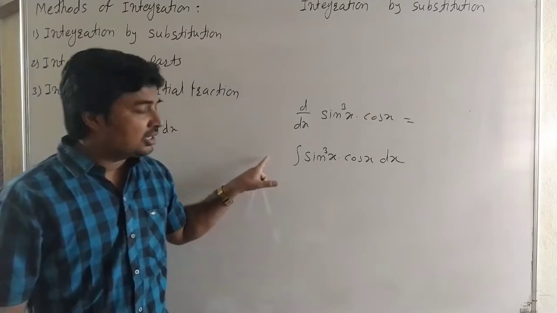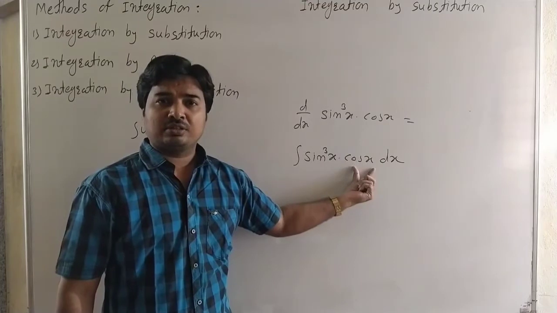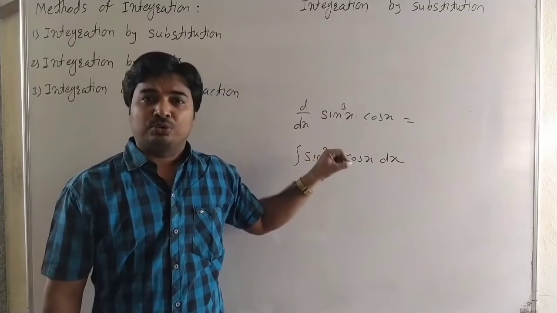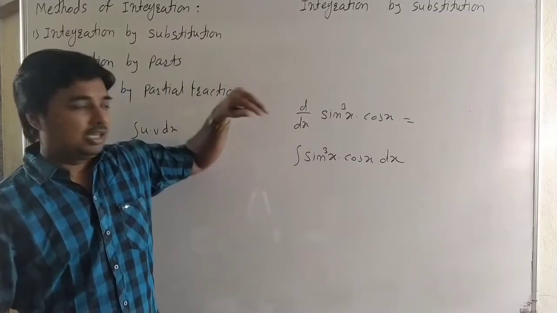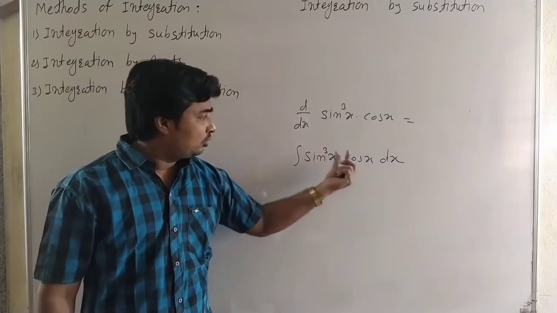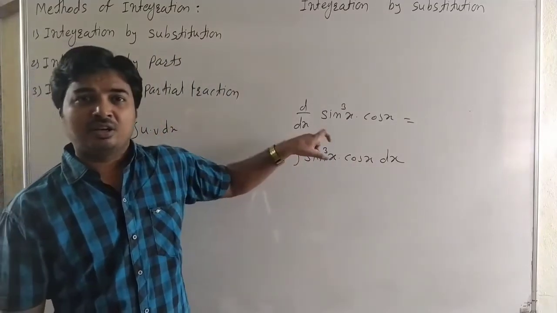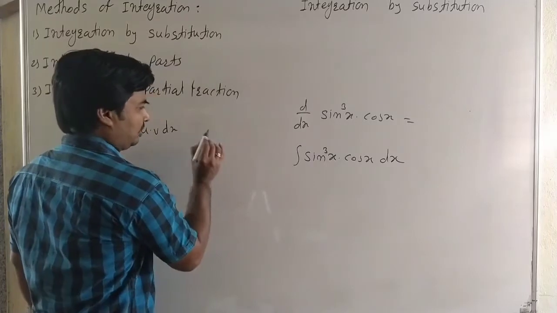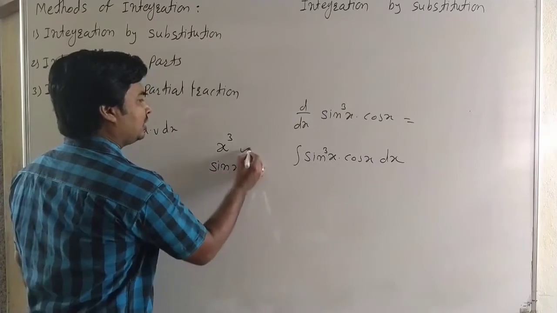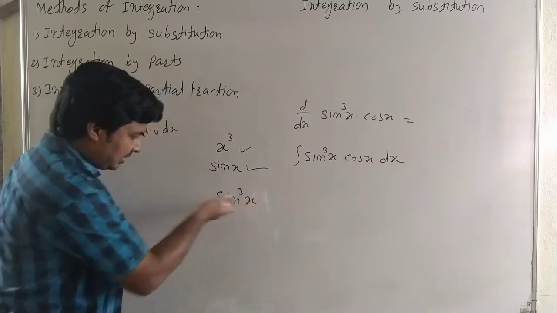Now first we see the substitution method. What is the substitution method? Here sin cube x into cos x. To find the integral of the composite function, we substitute. Which function do we substitute? There are two functions, cos x and sin cube x. Cos x is a standard function, sin cube x is a composite function, because sin x and x cube are both standard functions, but sin cube x is a composite function.